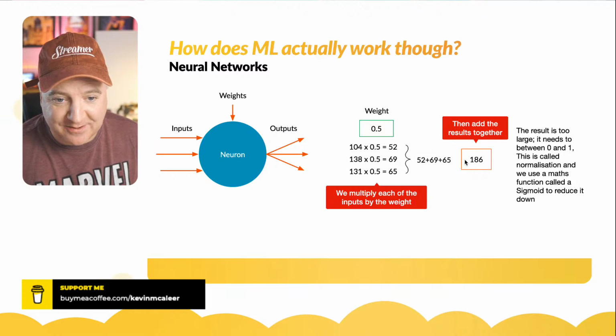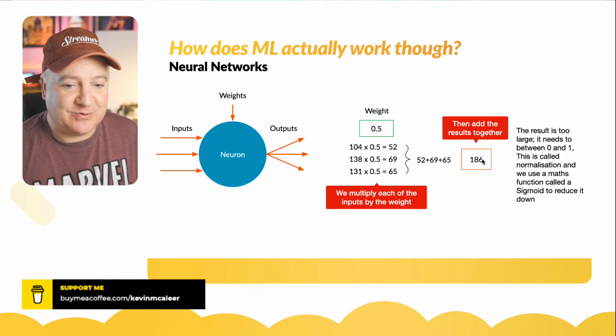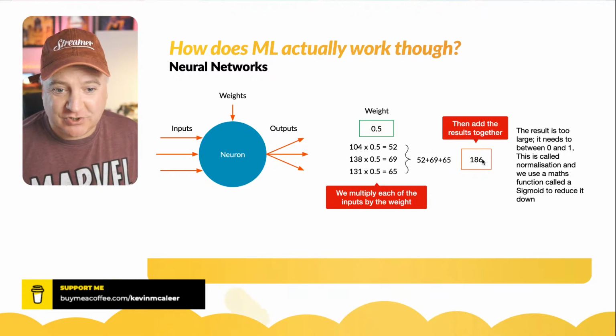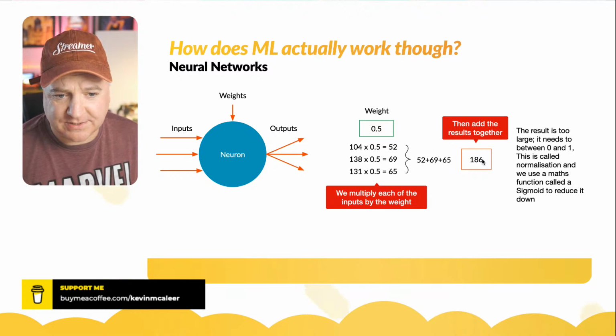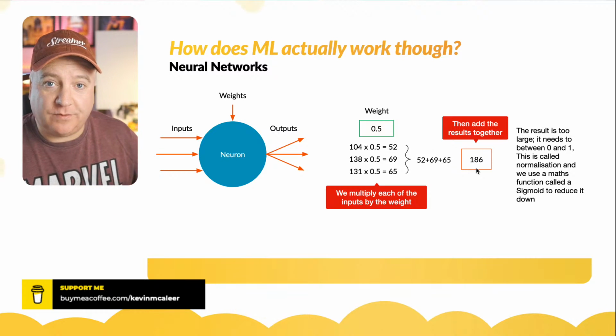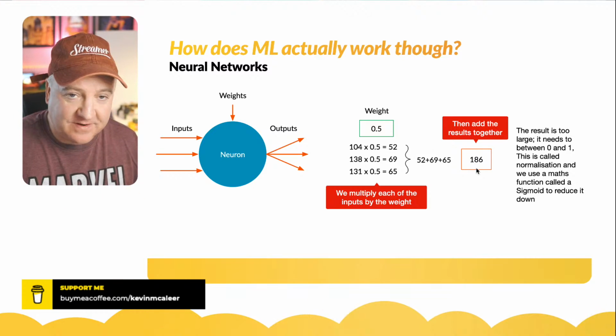We add them all together, and then we have to crunch that down using something called a sigmoid function, which just makes it a value between 0 and 1, because that number is too big for what we need it for. And we looked at what the sigmoid function was in the other video, so I'll not cover that on this one.